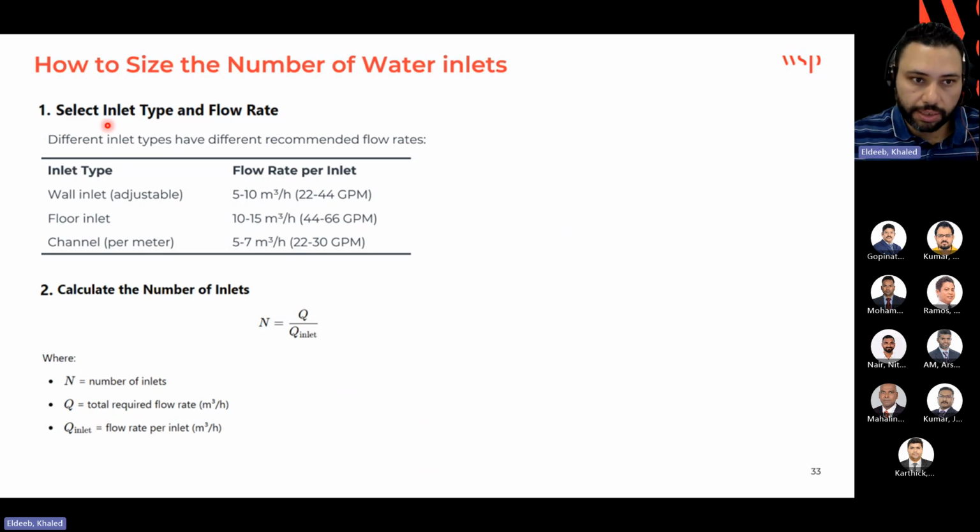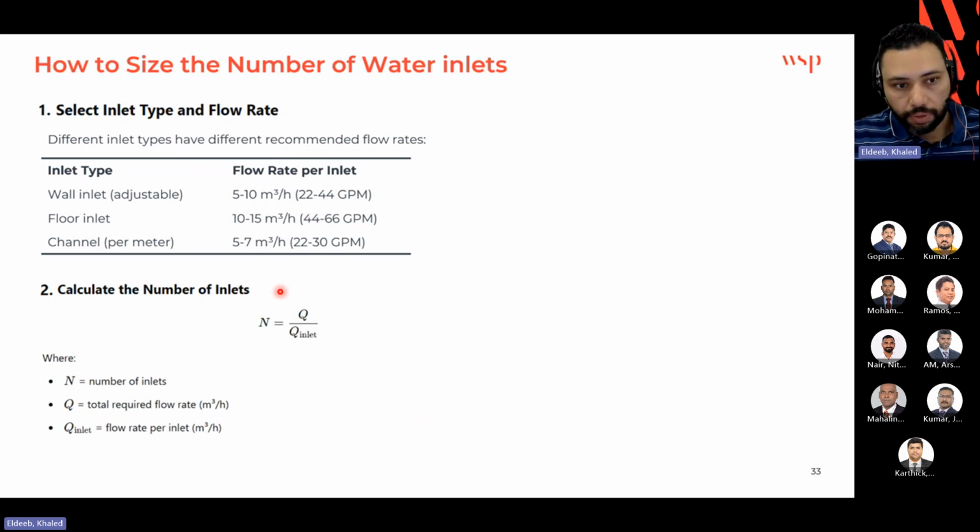First, we need to select the type of this inlet and the flow rate. Based on the type, the flow rate will be obtained. As you see here in this schedule, if it is a wall inlet adjustable, it will be from 5 to 10 cubic meter per hour. If it is a floor inlet, it will be like that. If it is a channel, but this is not common at all, it will be like that. Based on the type of the water inlet, we can identify the flow rate required for my calculation.